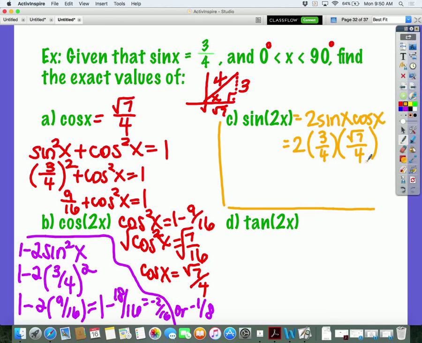When you multiply all these together, what do you get? 6 square root 7 over 16. This reduces, doesn't it? 3 square root 7 over 8. If you reduce that.